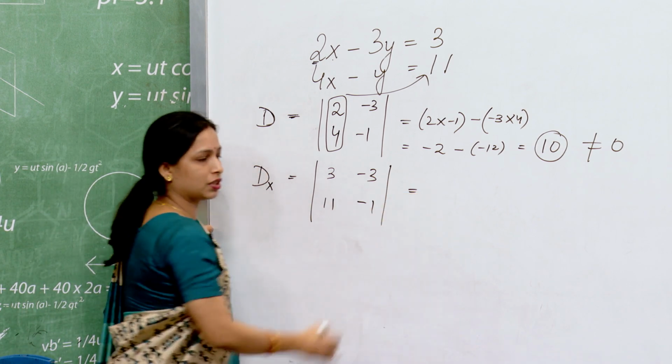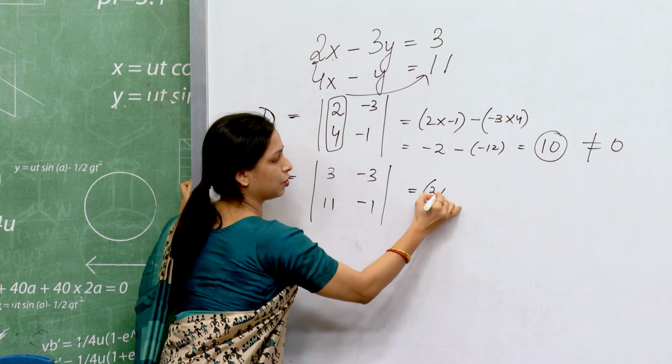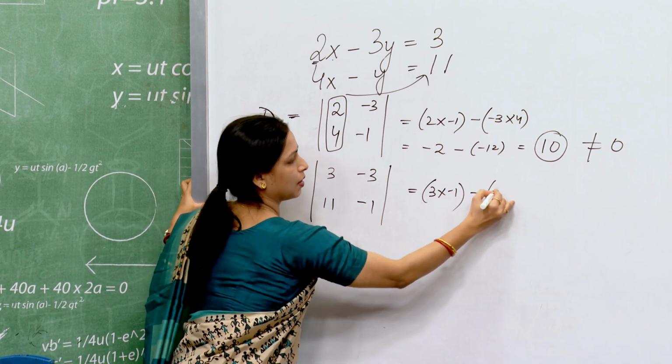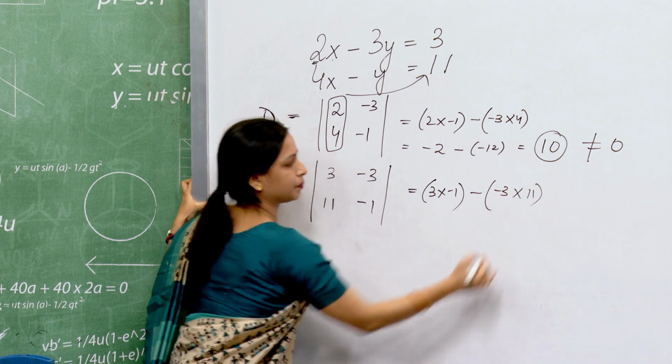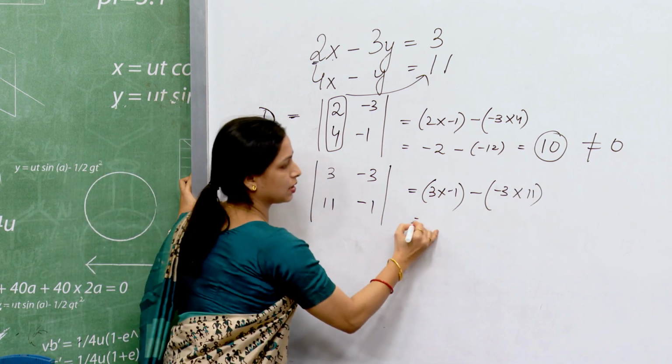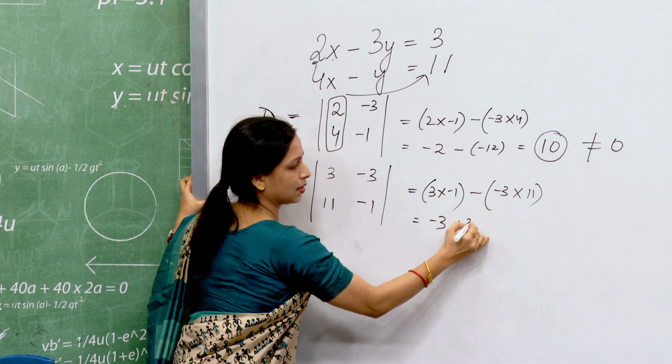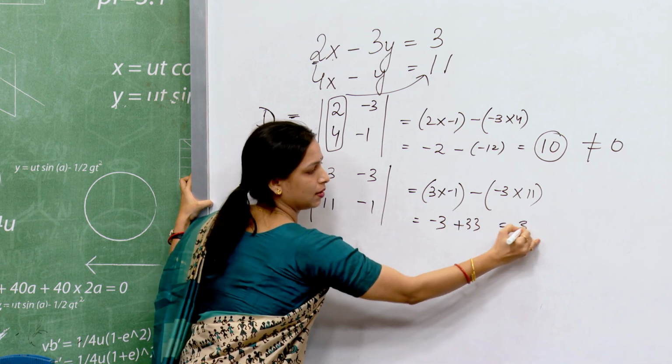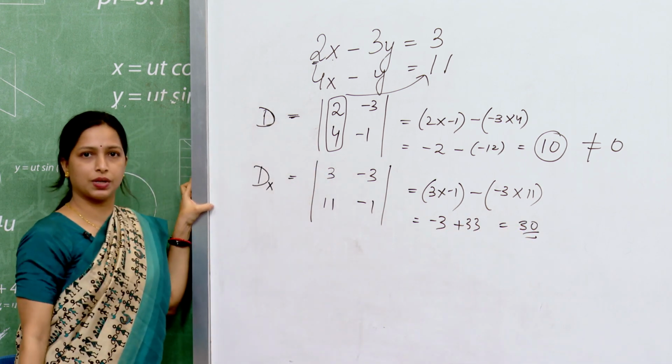Now, we can find the determinant value. Here 3 into minus 1 minus minus 3 into 11. So, this is minus 3 plus 33. What is the answer? 30. So, the Dx value is 30.